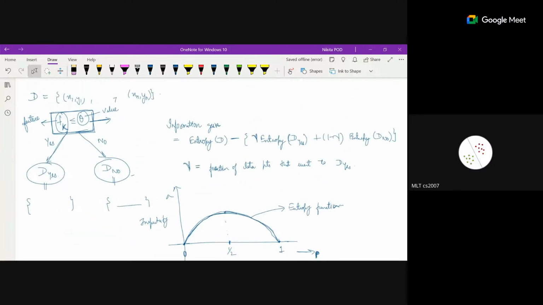Okay. Maybe let's do some problems from decision trees.